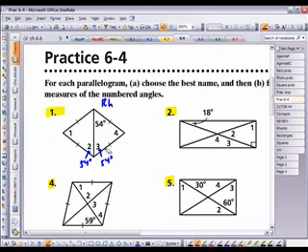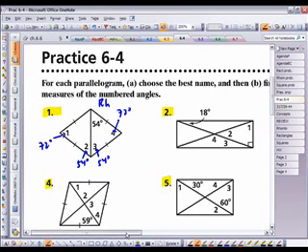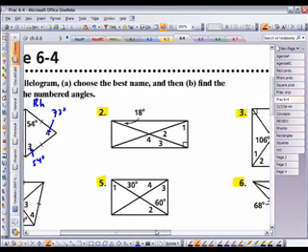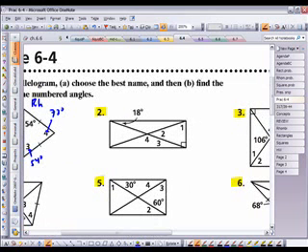54 and 54 is 108, 180 minus 108 is 72. For this one triangle, and then this will also be 72 because opposite angles in a rhombus are congruent, just because a rhombus is also a parallelogram. Over here it's a rectangle, and so if this is 18 degrees, we can say this is 18 degrees because these are the same length.